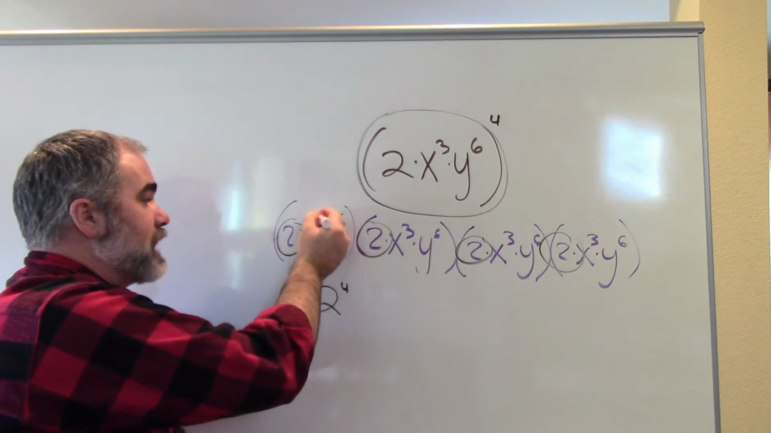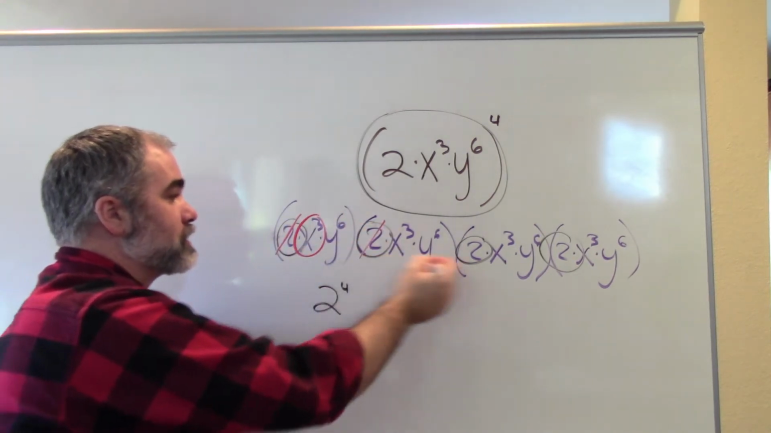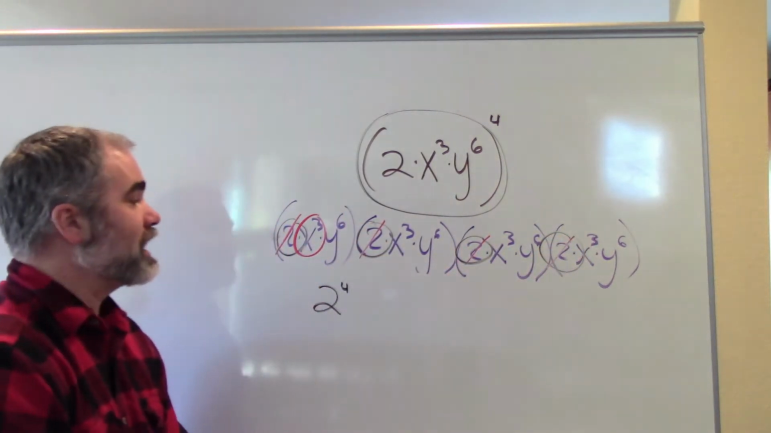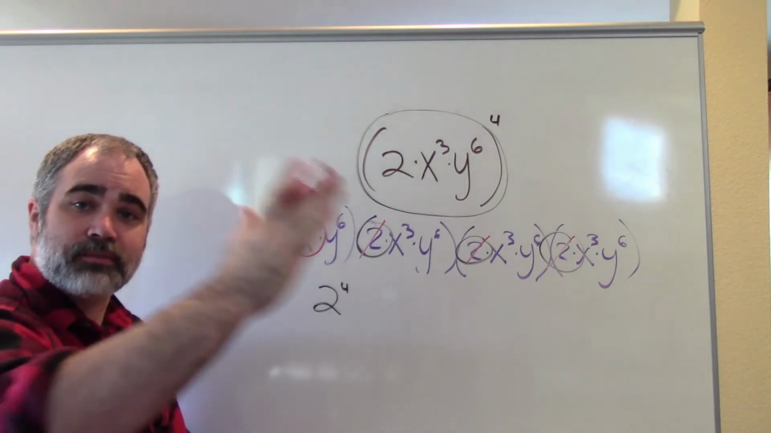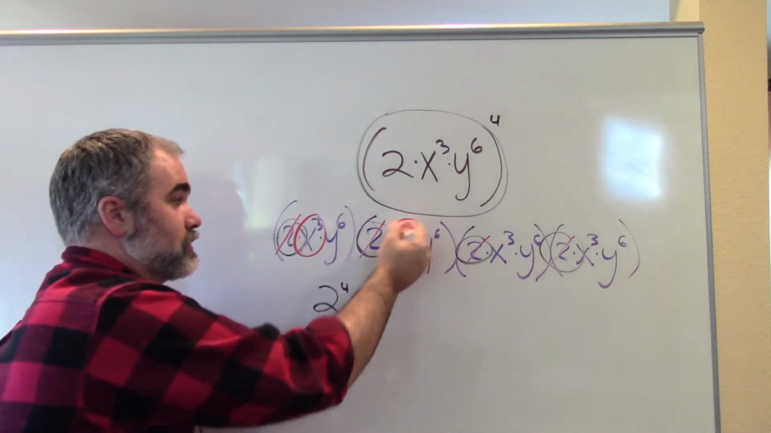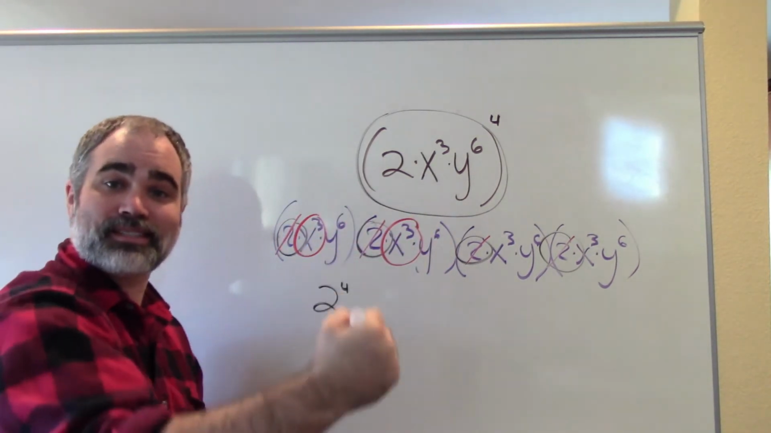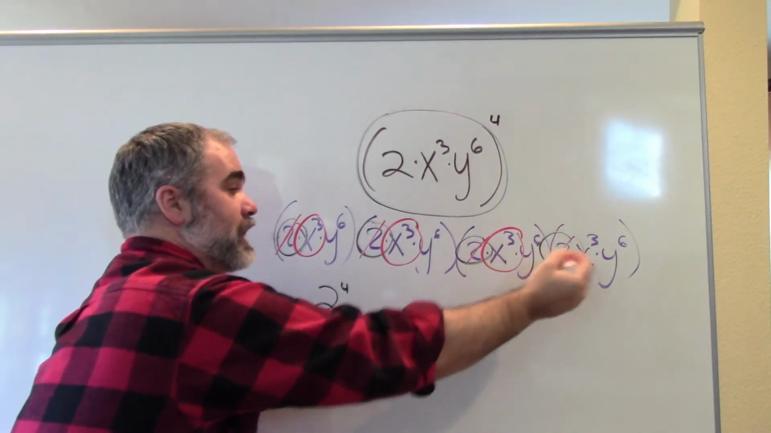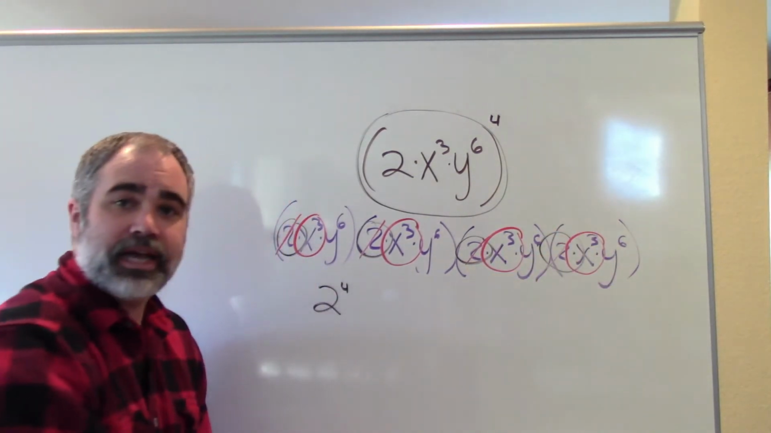X to the third. By the way, I'm going to cross these out because I'm done with them. Okay? I've got x to the third, that's x times x times x, that's 3 x's. 3 more x's is 6 x's. 9 x's, 12 x's together.